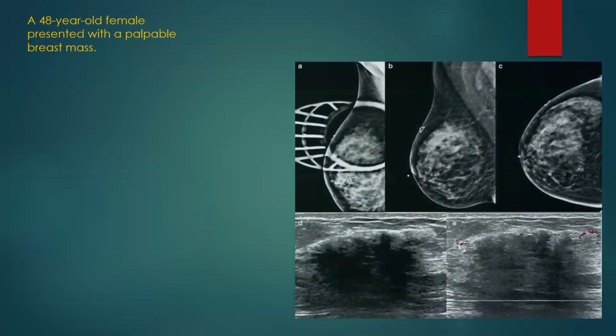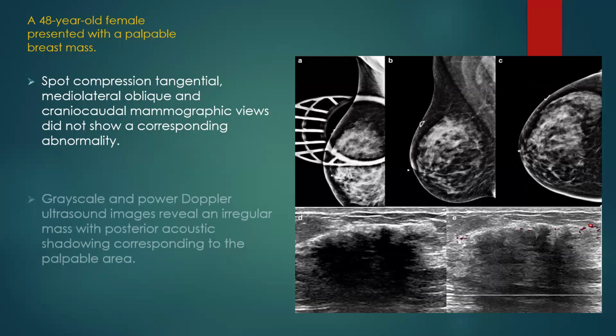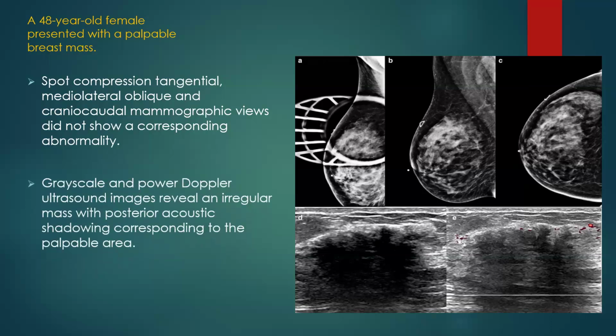We have a case of a 48-year-old female presented with a palpable breast mass. The spot compression tangential, mediolateral oblique, and craniocaudal mammographic views did not show any corresponding abnormality, but the grayscale and power Doppler ultrasound images revealed an irregular mass with clear acoustic shadowing corresponding to the palpable area the patient complained of.